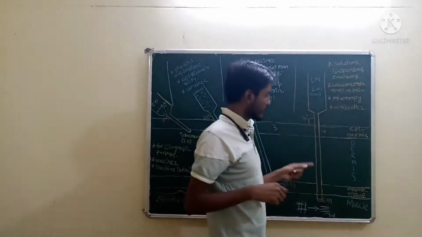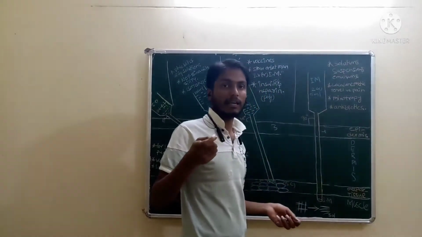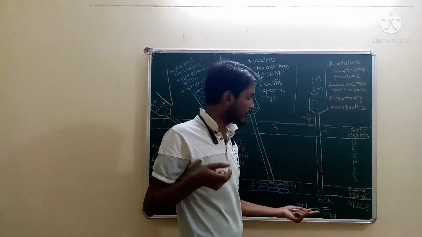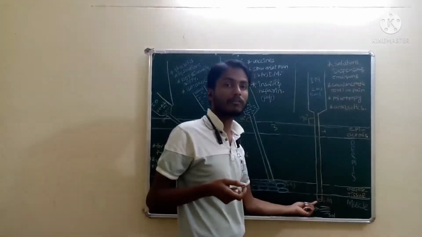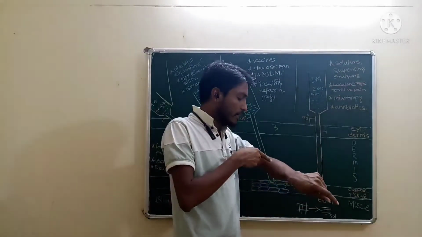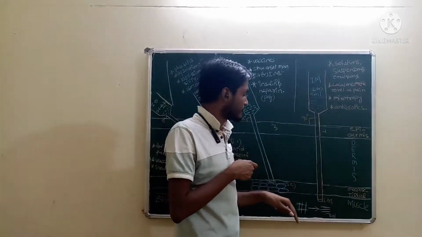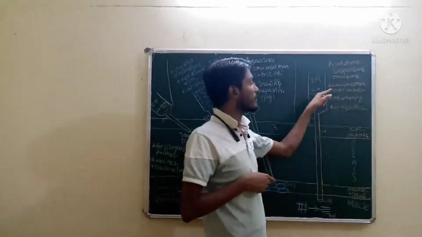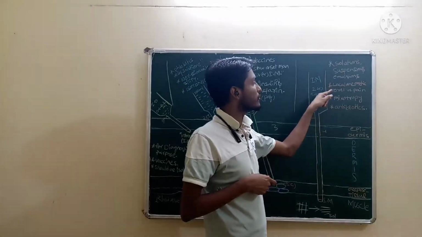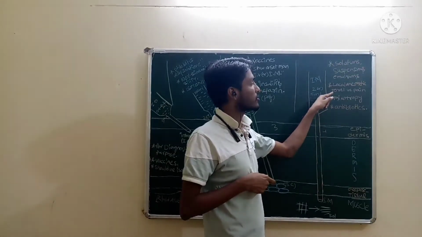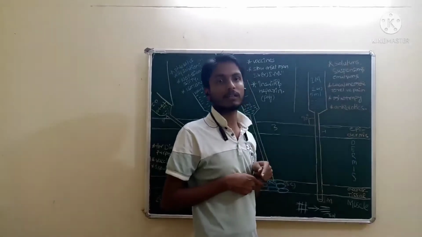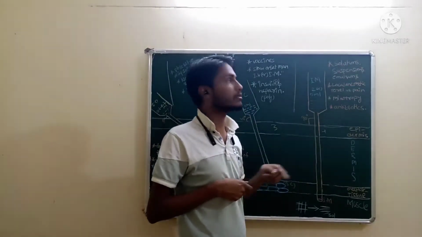Next one is local anesthetics. When you inject any dosage form into the muscle, what will happen? You can feel pain. So in order to reduce the pain, we can give the intramuscular dosage form with a local anesthetic to relieve or reduce the pain.